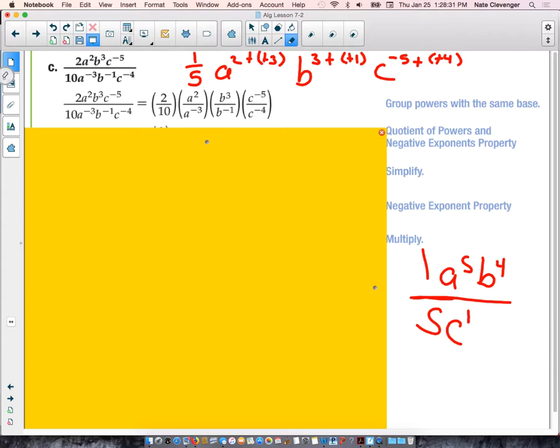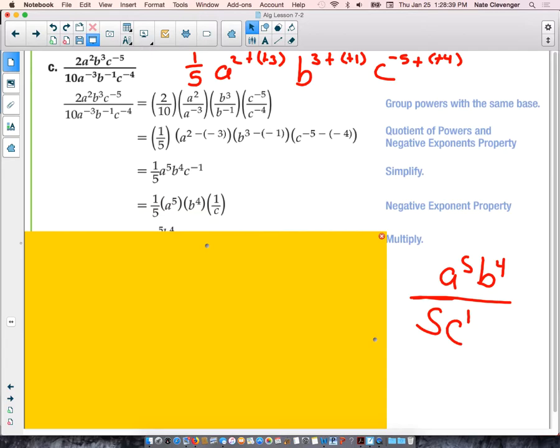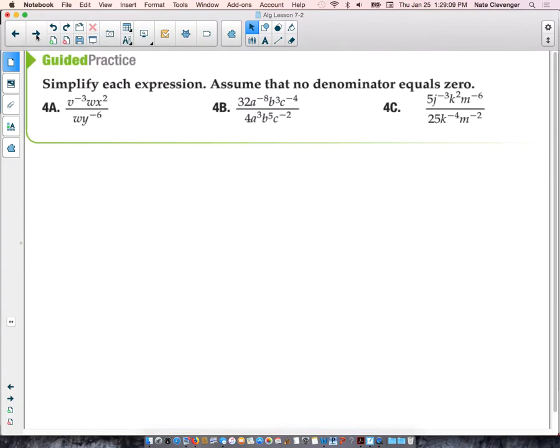Do I need the 1 out front? Do I need the 1 on the c? Technically, no. What'd you get? Where's the 5? That's a 5, silly. 1/5. Just because my handwriting's terrible. How'd you get b to the 4th? It was 3 minus -1 becomes plus plus. Wait. I did that way wrong.